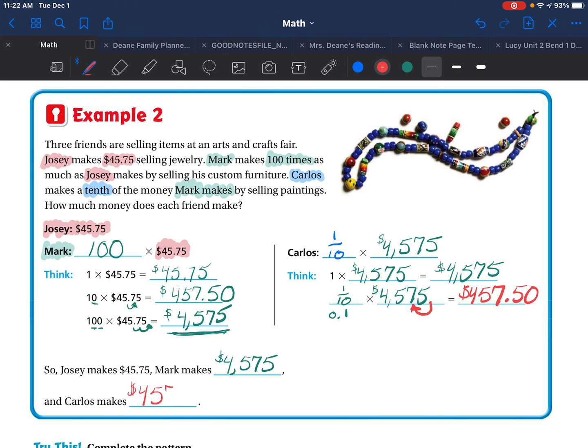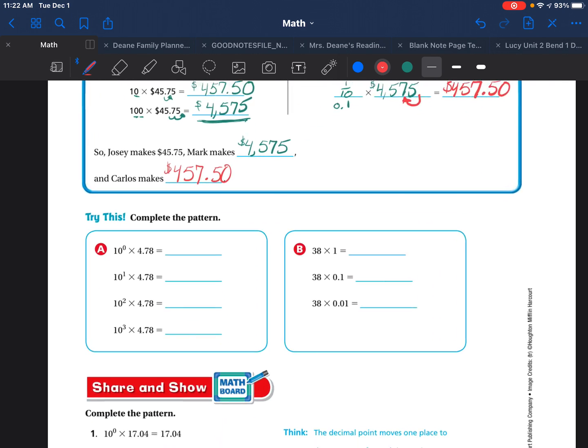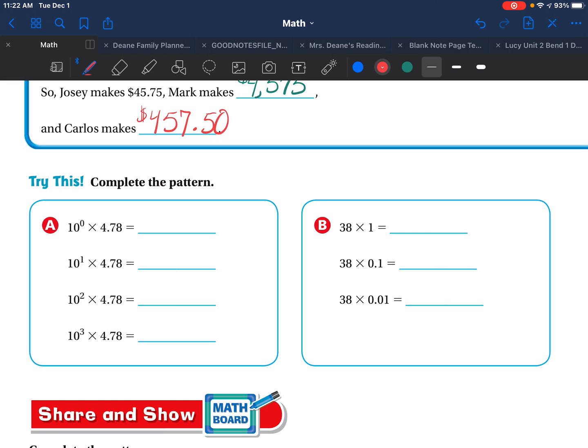You have a problem on your homework like this for tonight. It's number 11, so make sure you pay attention to this and take good notes because you'll need this to help you through with number 11. So you had to find 2 different amounts for this one. All right, let's look at problems A and B.